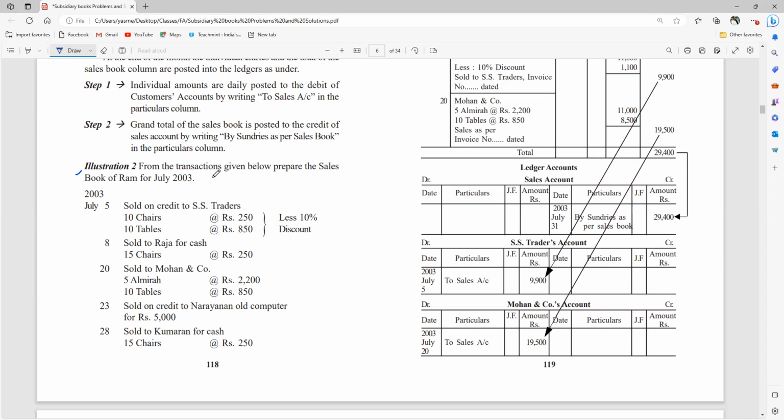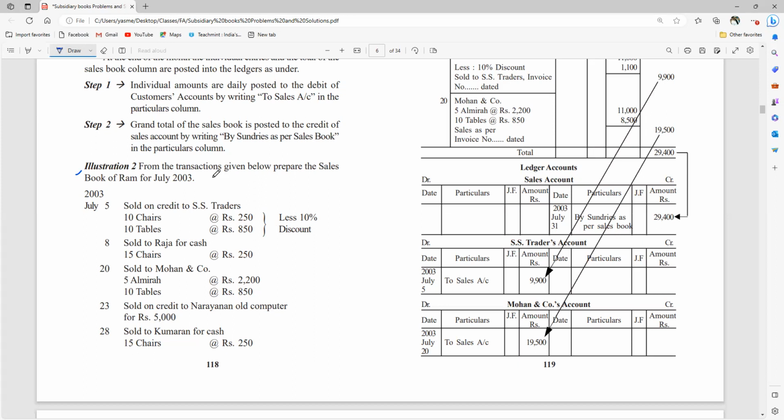Like we have two rules when we are preparing the purchase book, while preparing the sales book also we have to follow the same rules. First rule is that only the business goods sold should be recorded in the sales book. Second rule is that only the credit sales transactions should be recorded in the sales book.